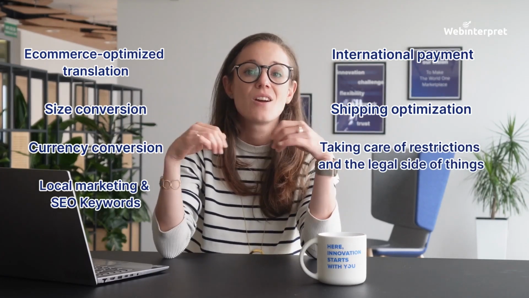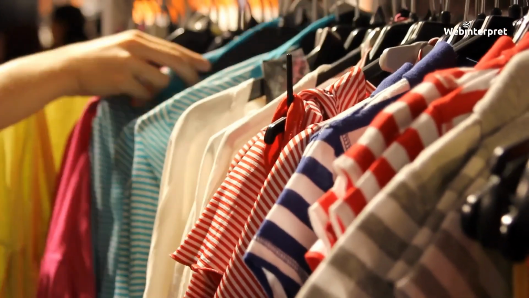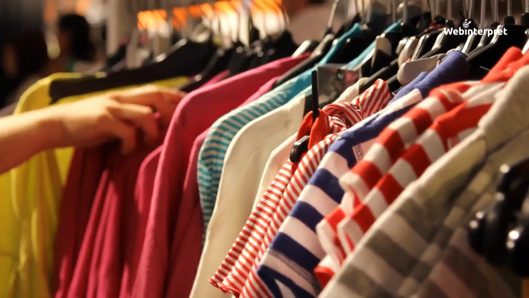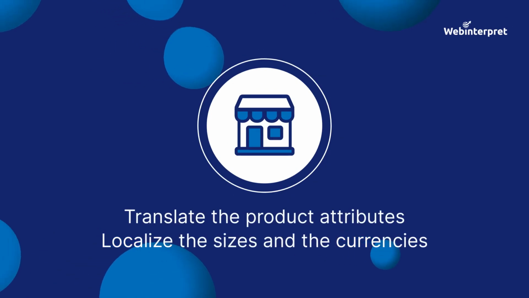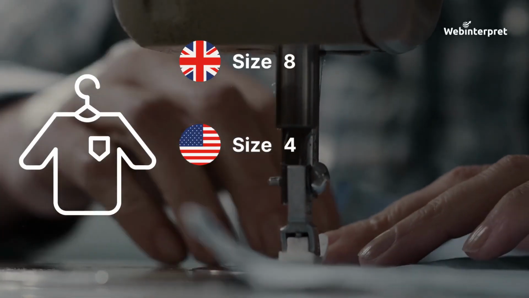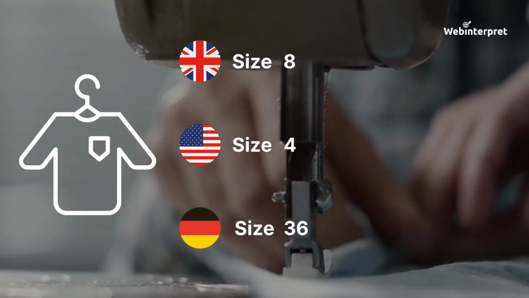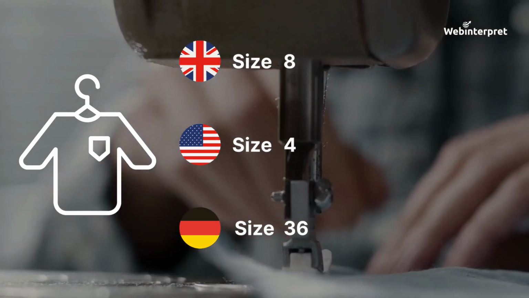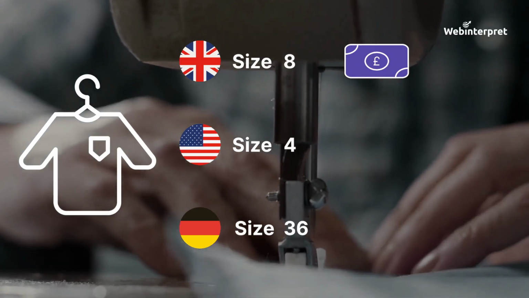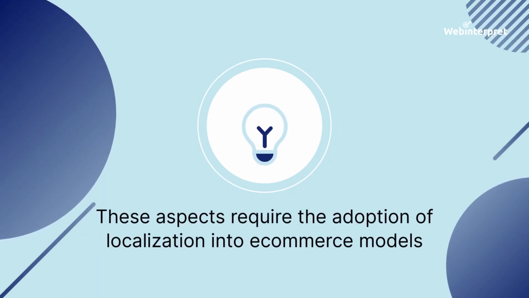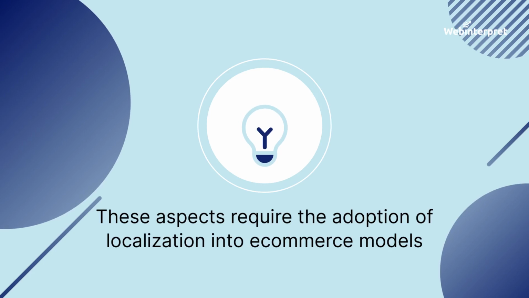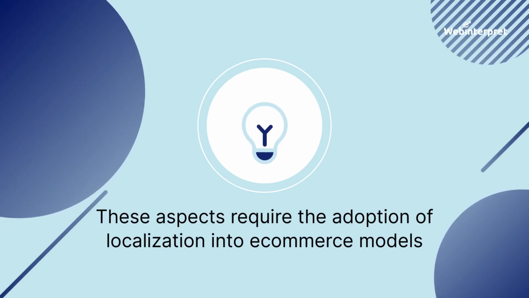To give you an example, if you sell clothing, you must translate the product attributes, but also localize the sizes and the currencies. Size 8 in the UK may be a 4 in the US, and a 36 in Germany. English residents will most likely want to pay in pounds, Americans in dollars, and Germans in euros. These aspects require the adoption of localization practices and embedding them into e-commerce models to reach interested buyers from around the world. For many companies, implementing a localization approach is a difficult task.